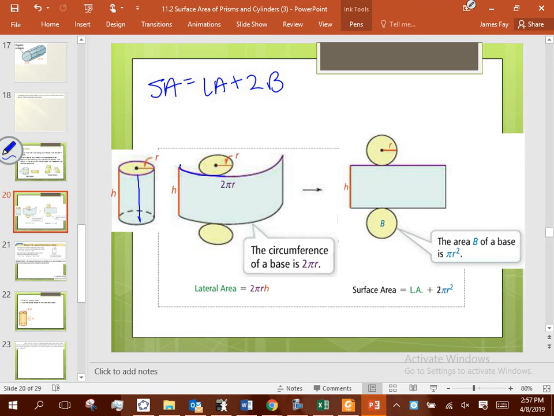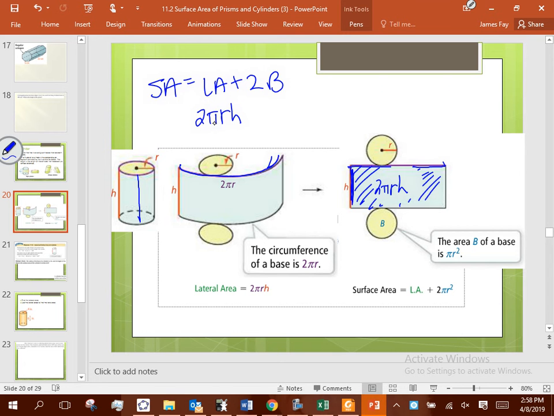Well, when I start unraveling it, that distance right there, that blue distance, was glued to or attached to that circle. When I lay it all flat, that distance right there is 2 pi r. This distance here is h. How do I find the area then of that rectangle? Base times height, right? 2 pi r times h. And that is your lateral area. Is that okay? So 2 pi r h.